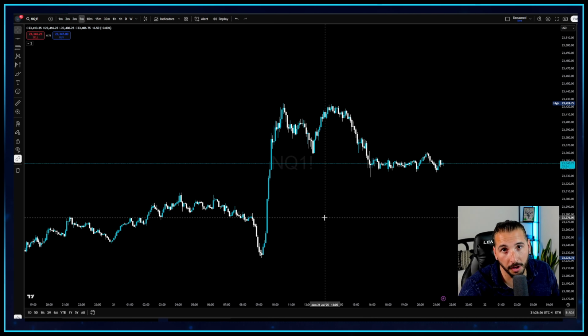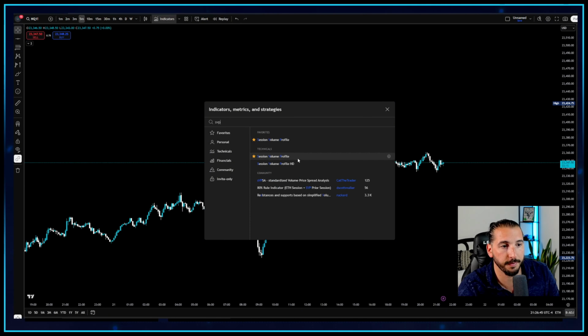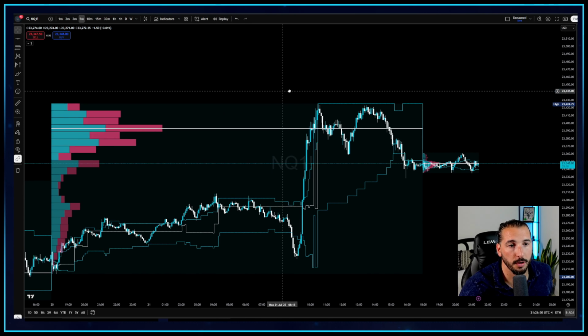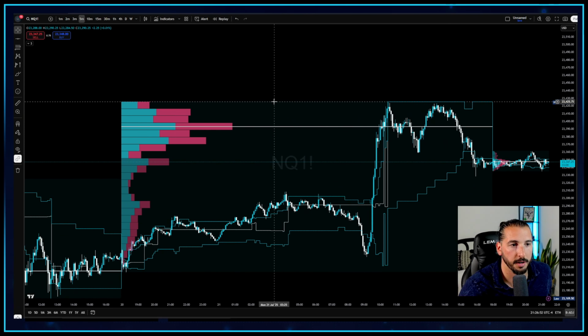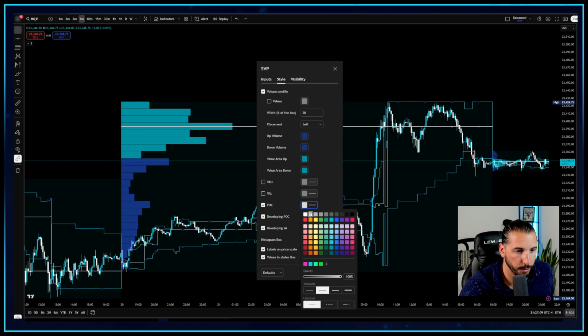Now, for those of you who are not paying for the pro subscription or you don't have access to this on any of your other software, I will show you a little workaround. If you come to indicators and you type in SVP, you will see session volume profile. Put that on your chart and it will look something like this. Very, very messy, I know, but we're going to change it. So double click in. The first thing we're going to change is dark blue and value area, bright green, and value area down, bright green, and point of control red.